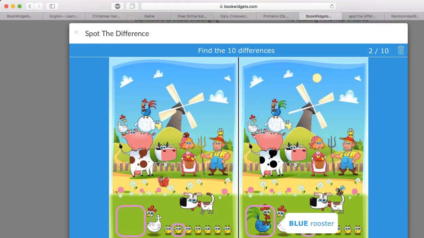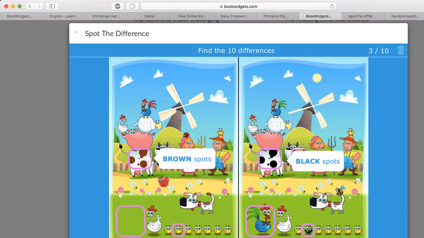A bee. The cow has black stains. Very good. Exactly. So in the second picture, the cow has black stains or spots. And in the first picture, the cow has brown spots. Perfect. So this is how I want you to play this activity. Just explain the differences. Don't just say what they are.